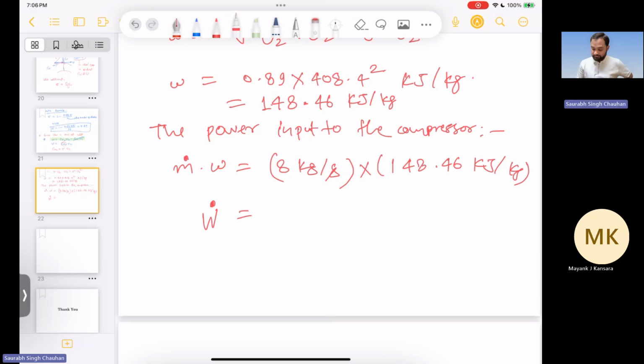You can calculate this value, and I hope that you get these values: 1187.6 kilowatt, or kilojoule per second. Okay, so please check these calculations. If there is any mistake, then please let me know.